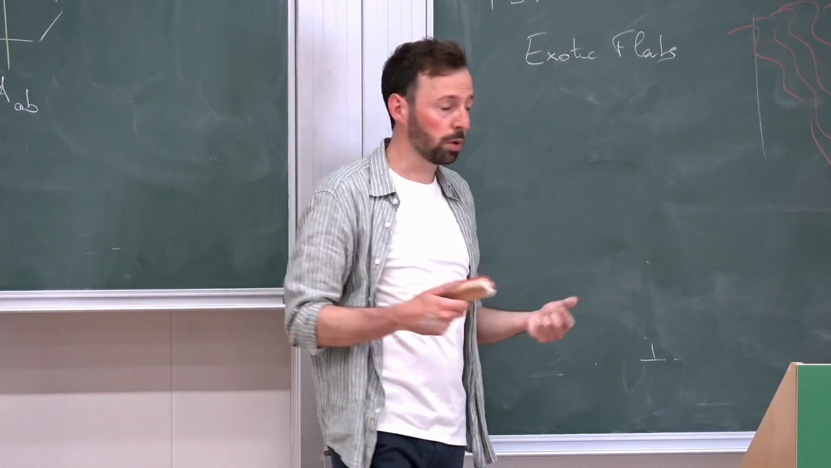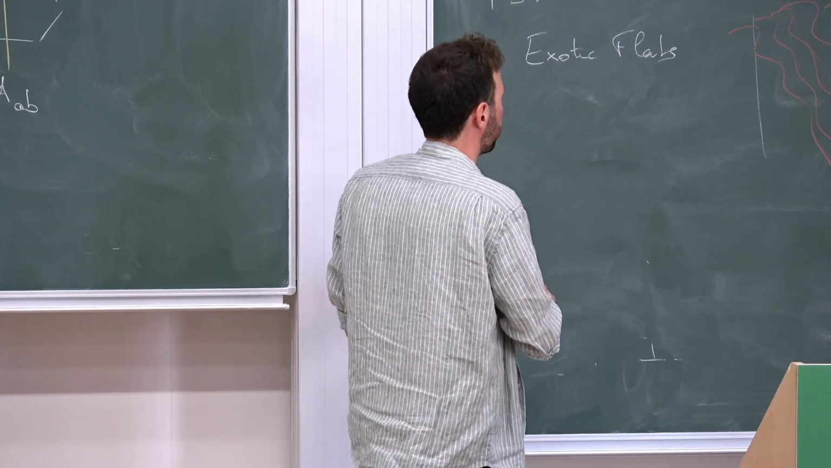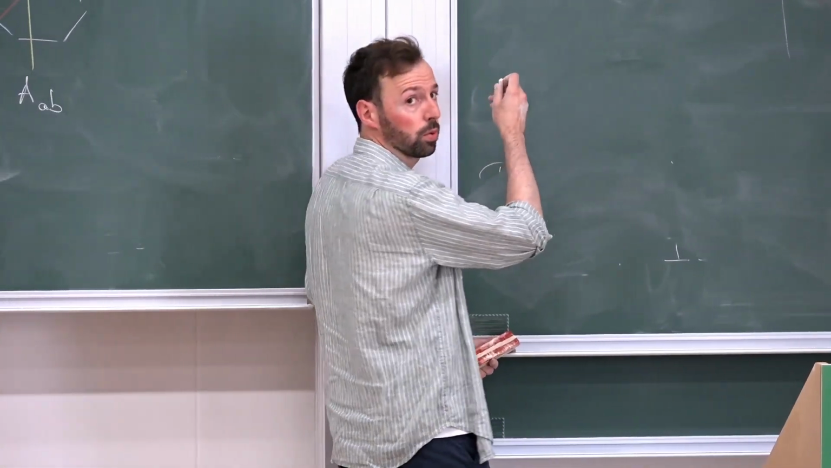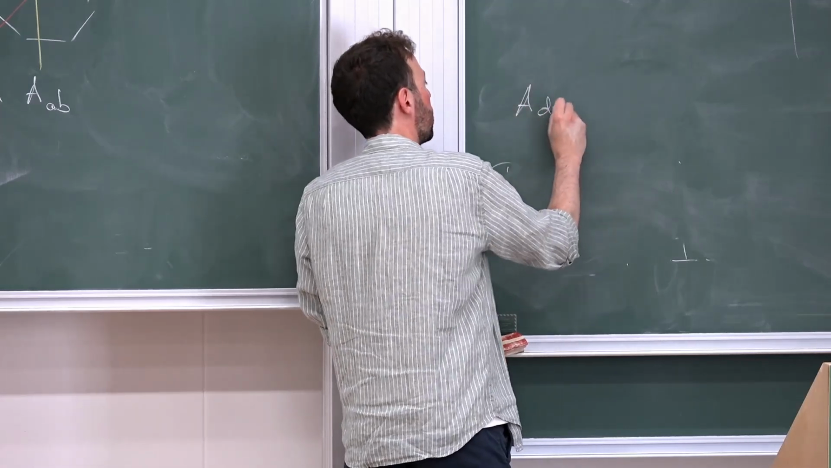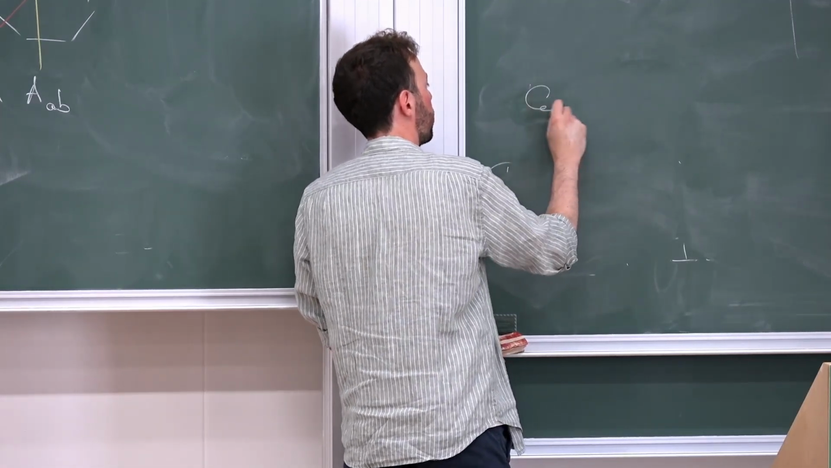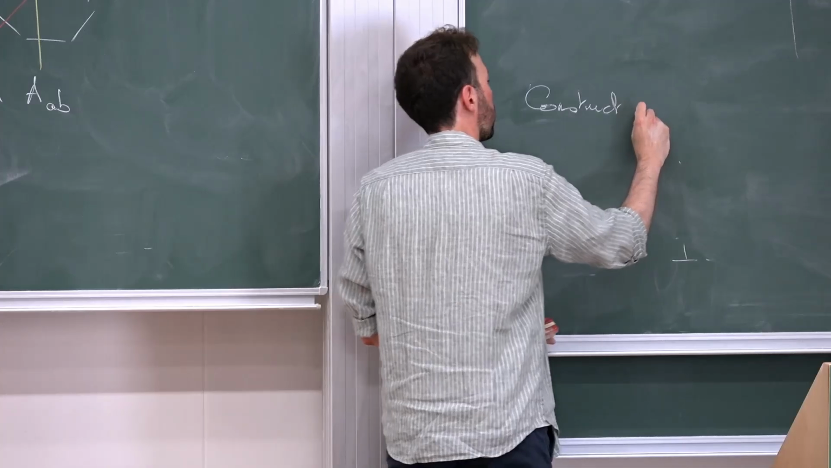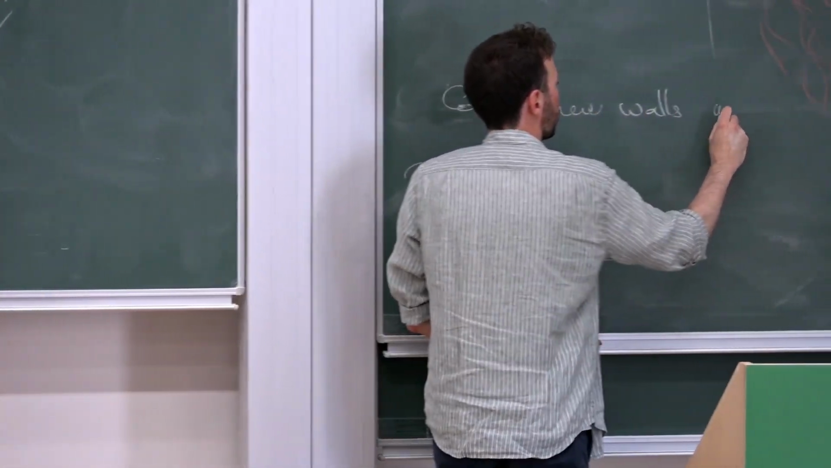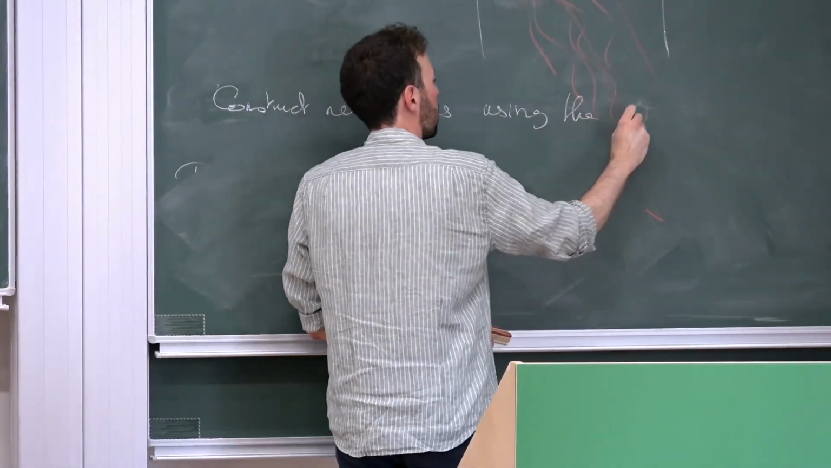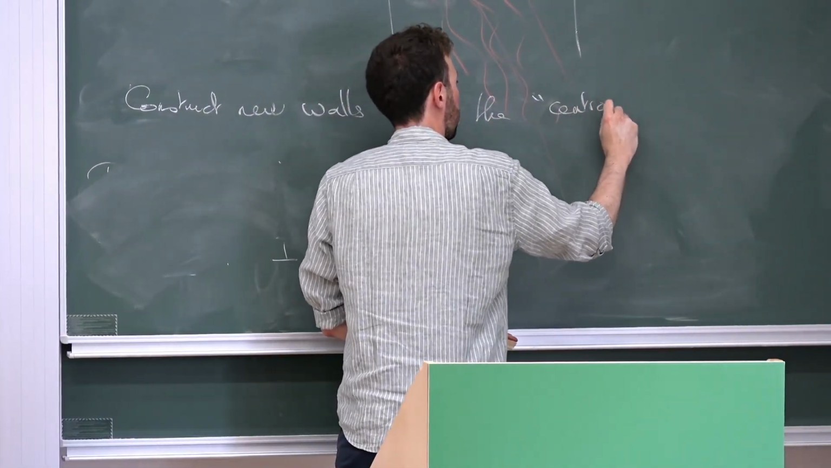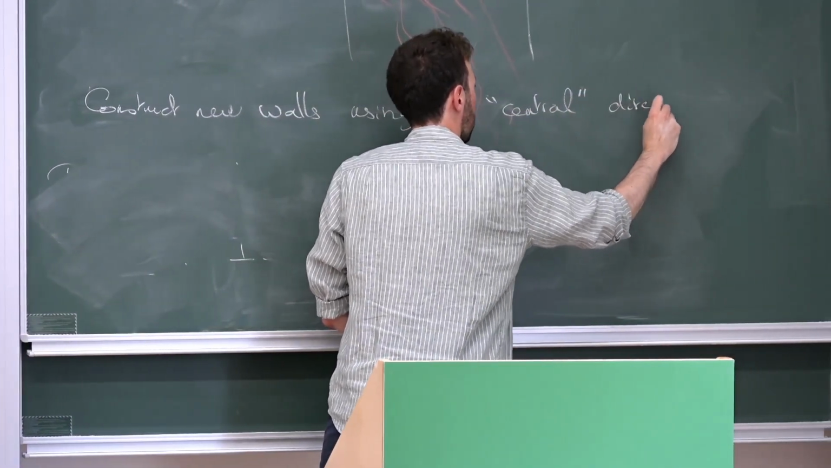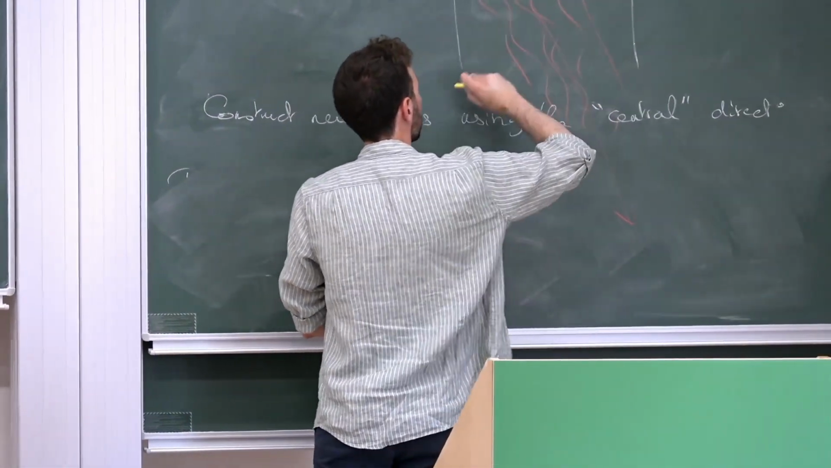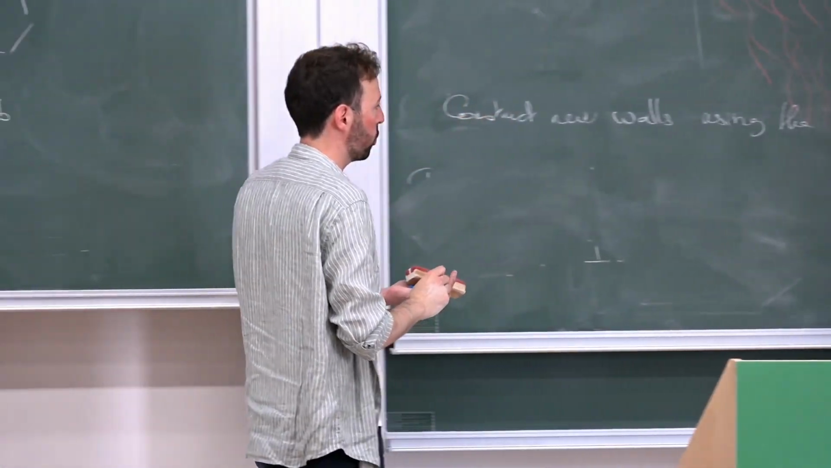So you don't have enough walls, and so what we had to do is, I'm not going to have time to describe these walls, but we had to construct new walls, using the central direction of these groups. Those are walls that are going to start looking in the transverse direction to allow us to get a proper action.